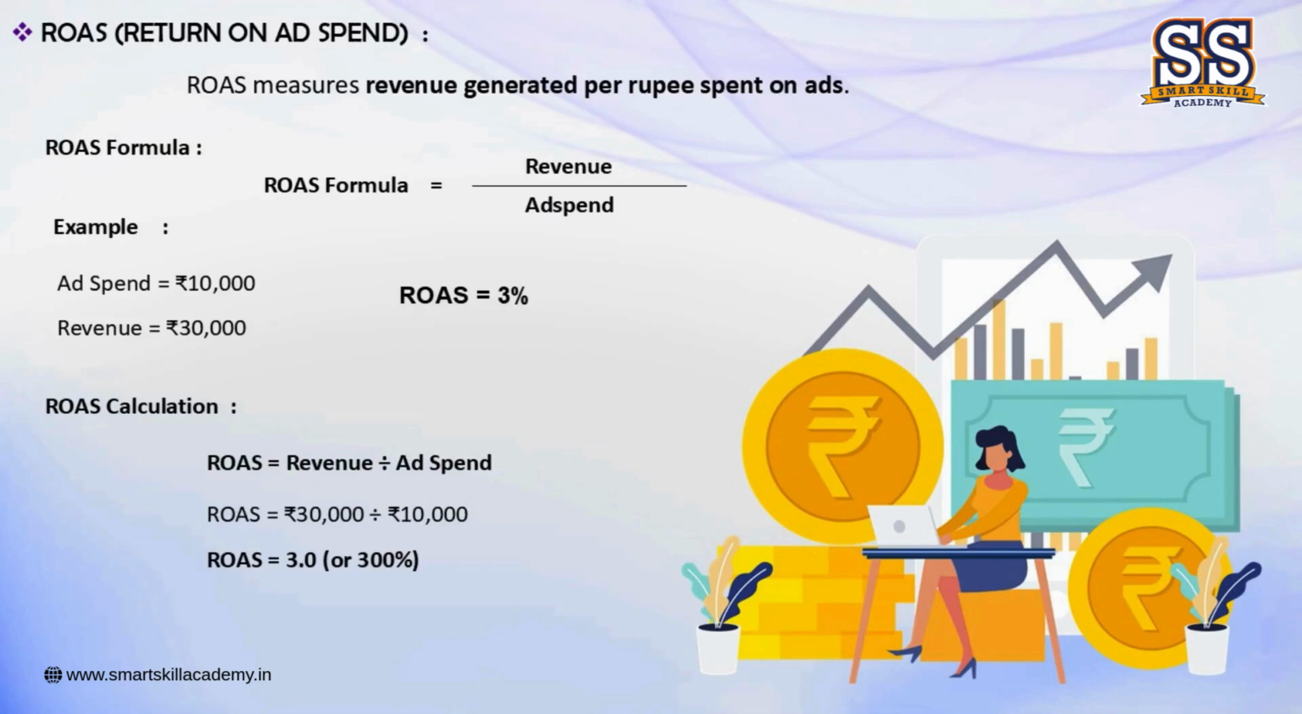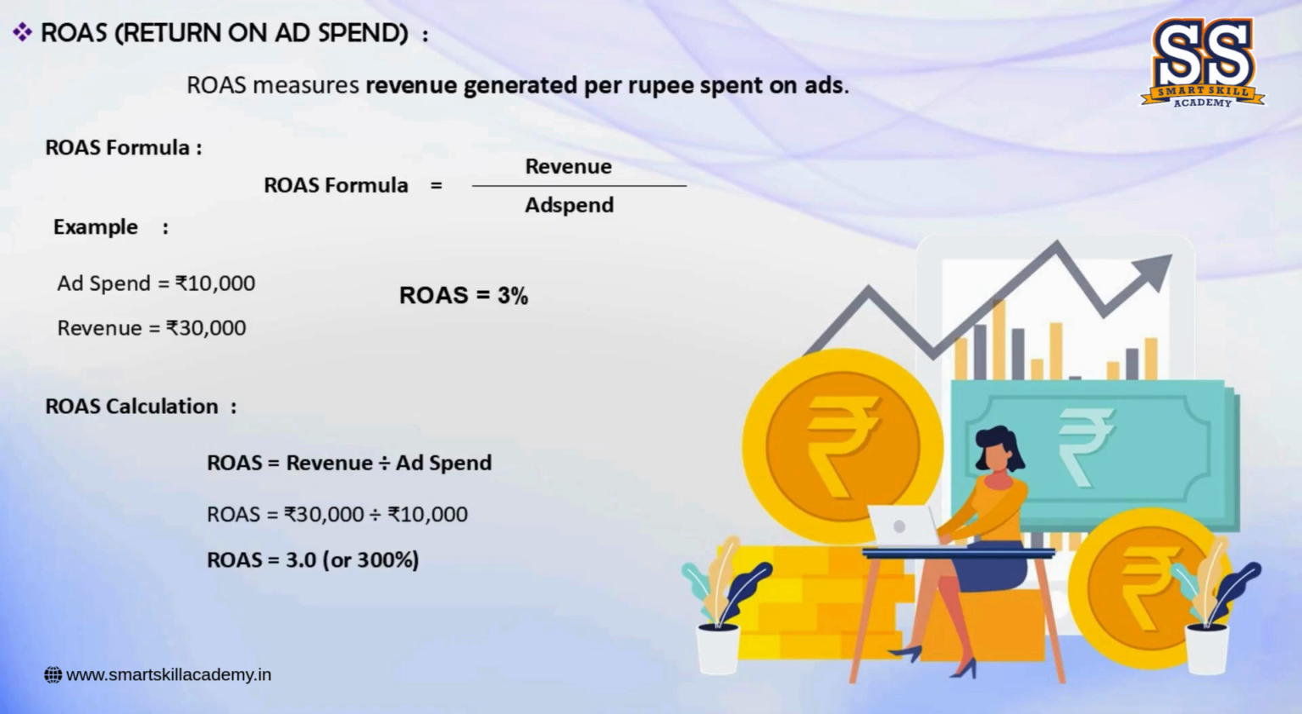If you invest 10,000 rupees into a campaign and that specific campaign brings in 30,000 rupees in sales, your ROAS calculation would be 30,000 divided by 10,000. This gives you a ROAS of 3.0, which we often express as 300%.